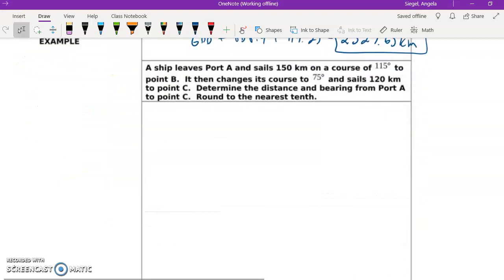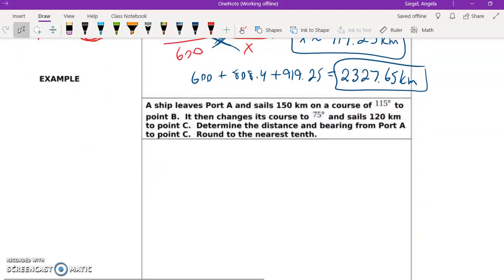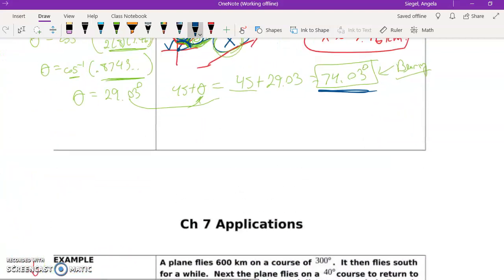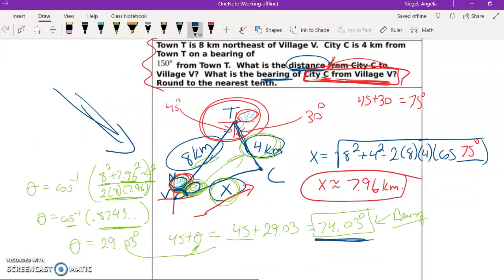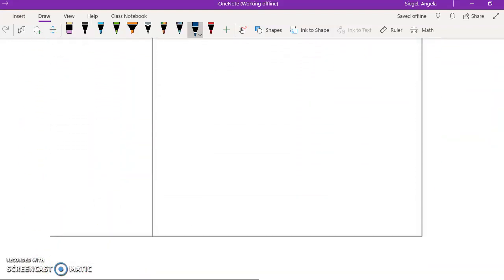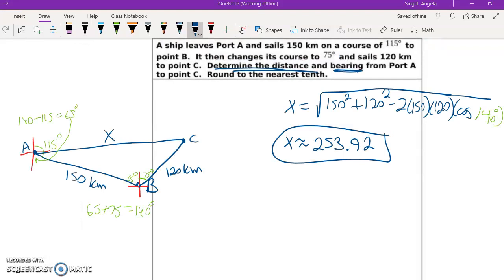Okay, so this one, I want you to see if you can do it on your own, and I'll do it as well. Just notice that you need to find the distance and bearing. This one is going to be very similar to this one here. So I'm going to push pause and see what you can do with it. Okay, I wanted to stop it here before we got to the bearing. So we're going to just use the law of cosines.